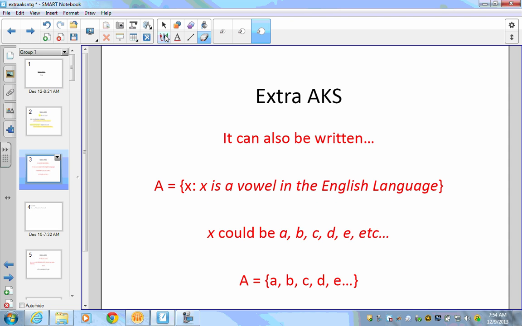It could also be written in a more algebraic format where, rather than actually writing out the different letters, it could just say x is a vowel in the English language. So rather than giving you the members, I can give you a definition of what each is, and then from there you can make your observations. Let's see, x is a vowel in the English language. That does not work with A, B, and C. So you would say A, E, I, O, U. That was a mess up on my part.